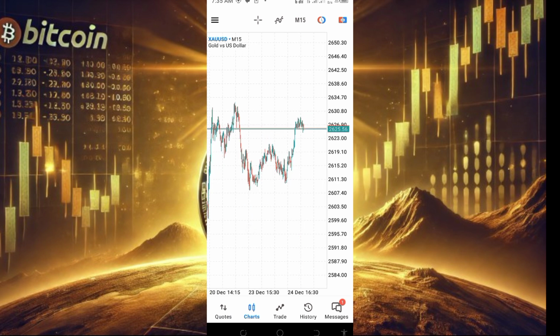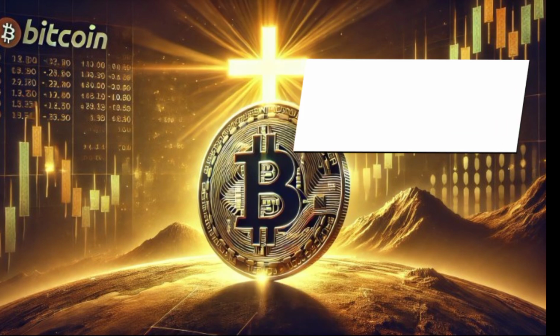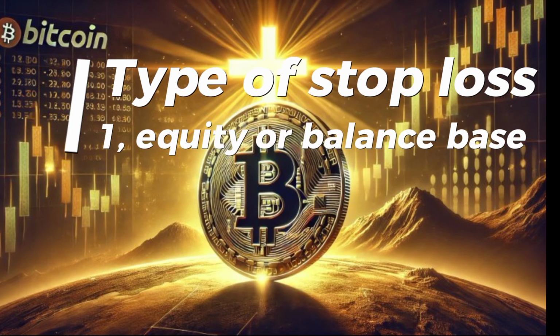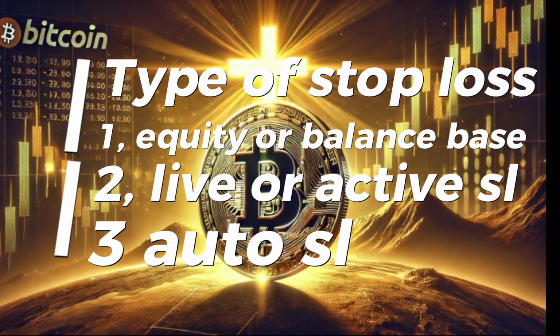which is good for the kind of description I'm going to be giving you guys today. So for example, there are different kinds of stop loss, guys. Actually, there are three main types of stop losses. One, there is the equity based stop loss or the balance based stop loss. Two, there is the live or active stop loss, and three, there is the automatic stop loss.